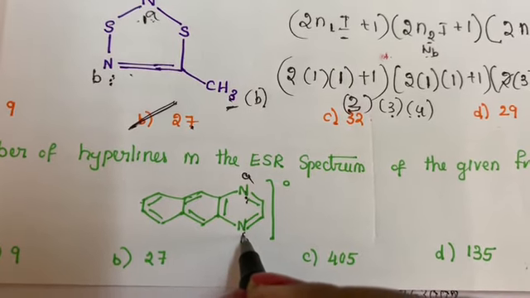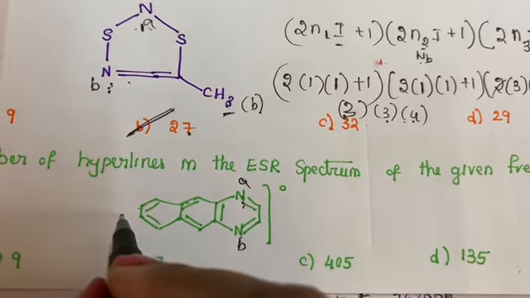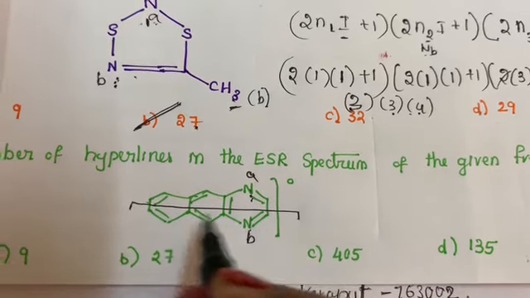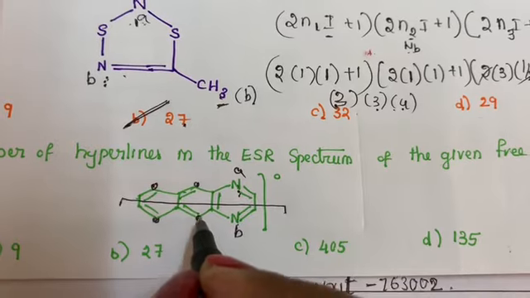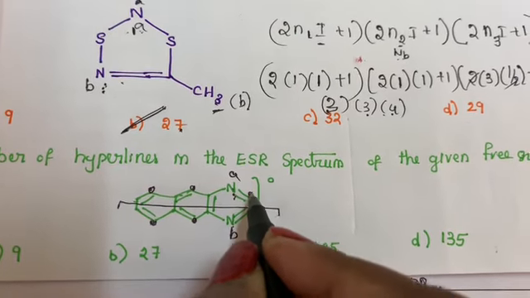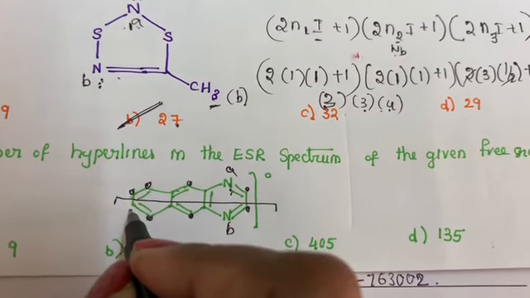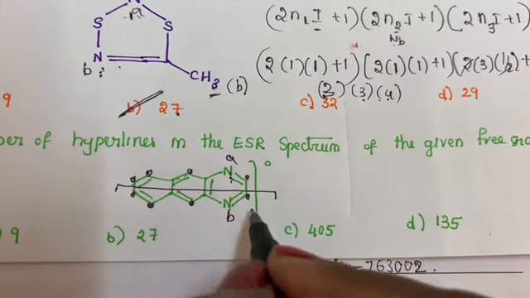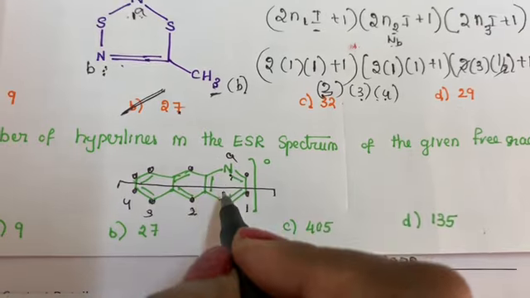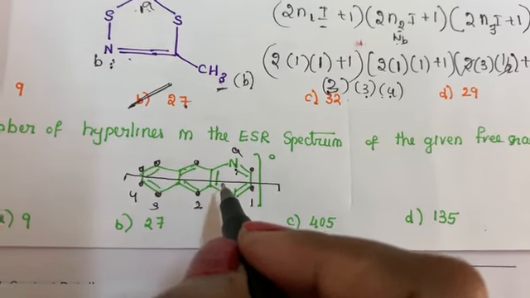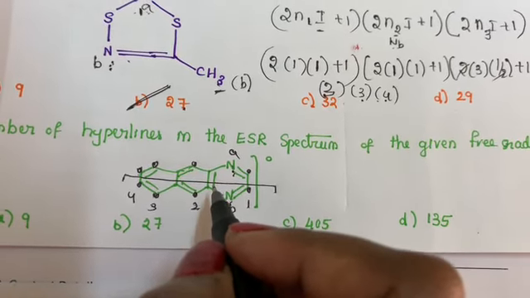At the same time, this molecule has 4 types of equivalent hydrogens. You can consider these two are equivalent, and these two are equivalent, and at the same time these two are also equivalent, these two. So in total how many categories are there? 1, 2, 3, 4. 4 types of equivalent hydrogens are present.